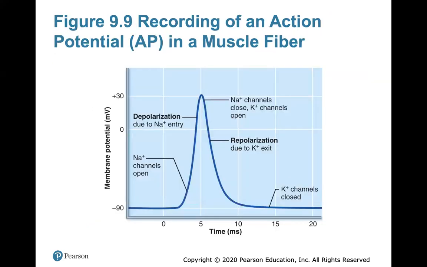Here's a look at the recording of an action potential in a muscle fiber. This just shows how normally the membrane potential, the inside of that muscle fiber cell, is about -90. When acetylcholine binds to those receptors on the muscle fiber, that causes sodium channels to open. Sodium rushes into the cell, causing the inside of the cell to become more positive. And that's why we get to about positive 30 here. At that point, we get our action potential peak, which just means we've excited the cell.